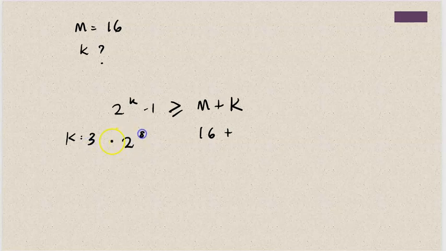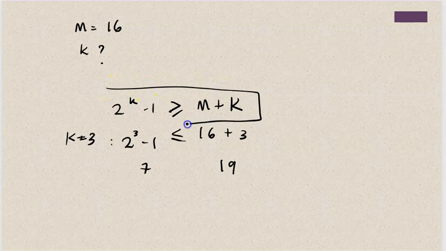So 2 to the 3 would be 8. Minus 1. So this is 8 minus 1, which is a 7. And my M is 16 data bits, and my K that I have decided for this is 3. So this is obviously wrong because it does not satisfy this inequality that we want. So we need to go further up. K equals to 4. This would be 16 minus 1, which is a 15.